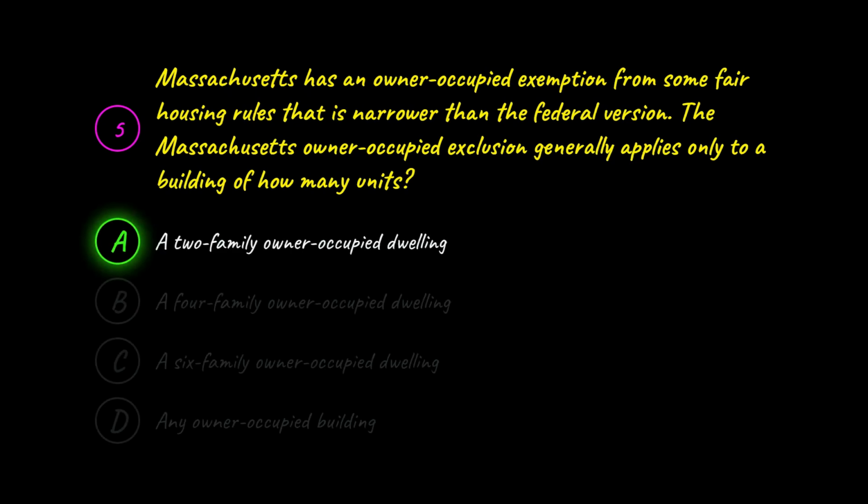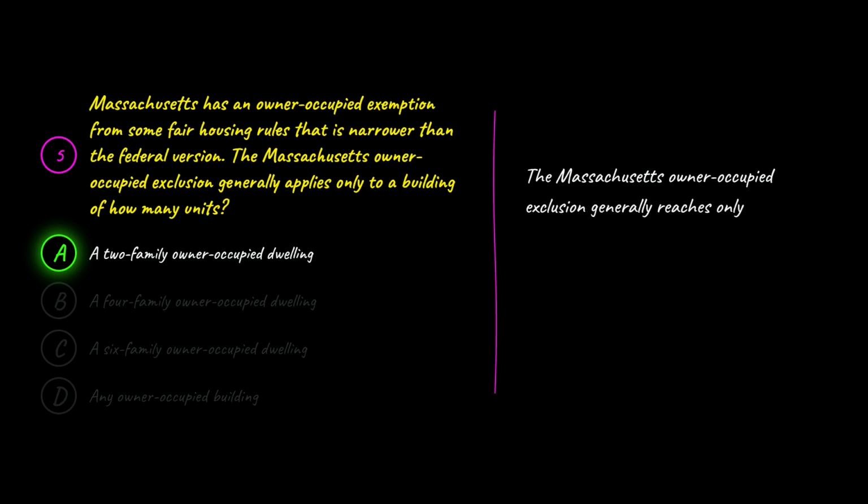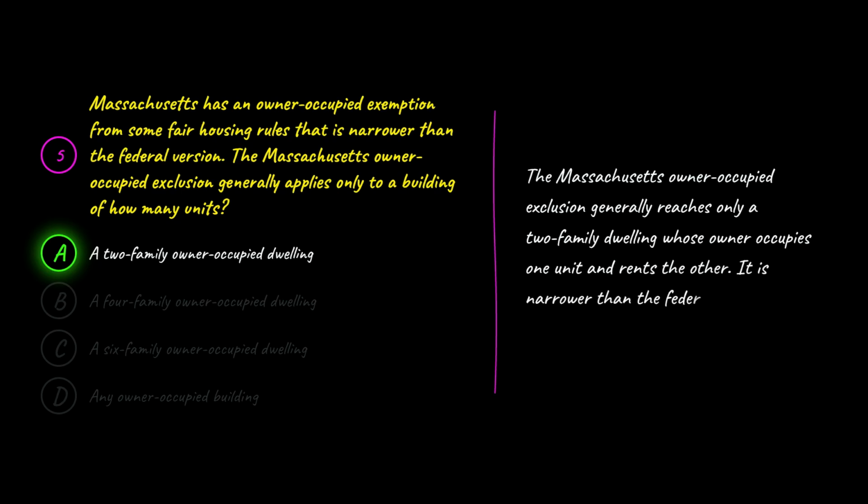The correct answer is A. A 2-family owner-occupied dwelling. A is correct because the Massachusetts owner-occupied exclusion generally reaches only a 2-family dwelling whose owner occupies 1 unit and rents the other. It is narrower than the federal 4-unit exemption and never excuses discriminatory advertising or using a broker.